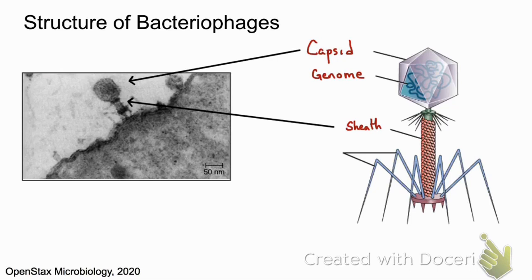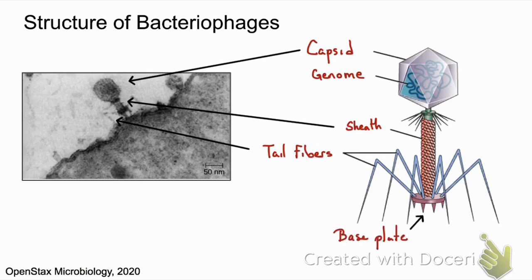In addition, we have what we call tail fibers. These tail fibers function in the process of attachment. They will bind specifically to proteins or to other structures, such as lipopolysaccharide, on the cell surface, which allows bacteriophages to attach and eventually allow their genetic information to gain entry into the host cell.